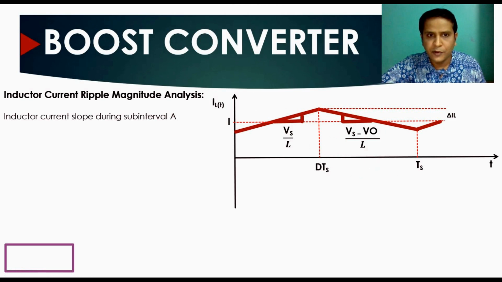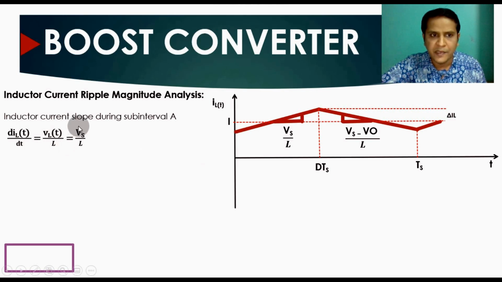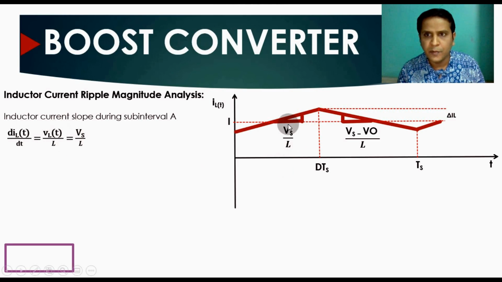If you apply it, the inductor current slope during subinterval A is given by this equation: dIL over a time period T divided by dt equals VL over a time period T divided by L. That means Vs divided by L. This is the inductor current slope for the time interval A, during subinterval A.